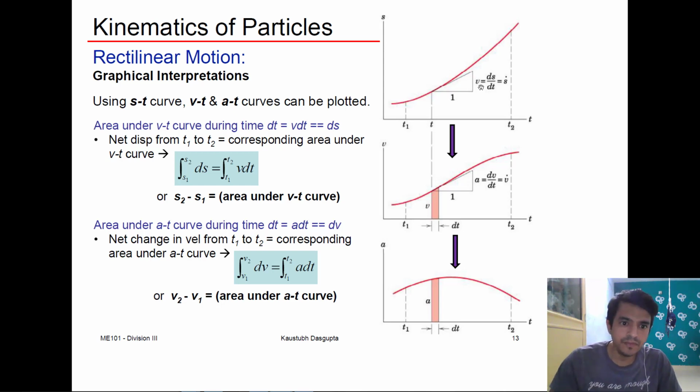Okay, then if we draw a v-t curve, a velocity-time diagram, and draw a tangent to that, we get dv by dt, which is the acceleration. So the slope of the v-t curve gives the acceleration.